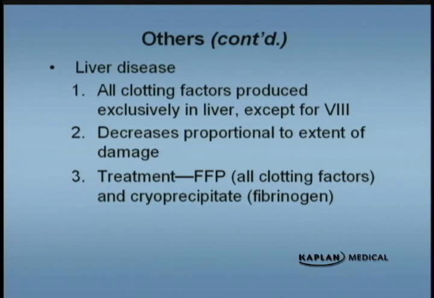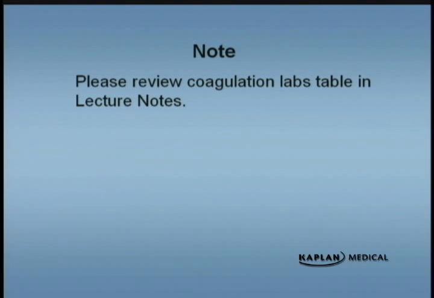Liver disease can cause bleeding problems. All clotting factors are produced in the liver. So any type of liver disease, with the exception of factor 8, any type of liver disease can affect clotting also. So think of liver disease in a patient that has easy bruising and bleeding. And the treatment will be to give them FFP because all clotting factors are in fresh frozen plasma. Also, cryoprecipitate is replacement therapy for patients with liver disease.